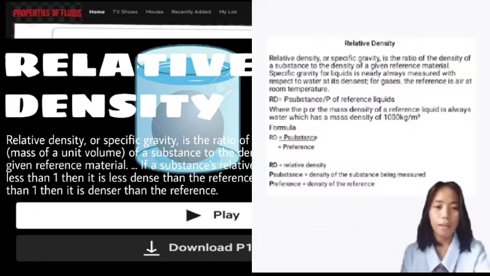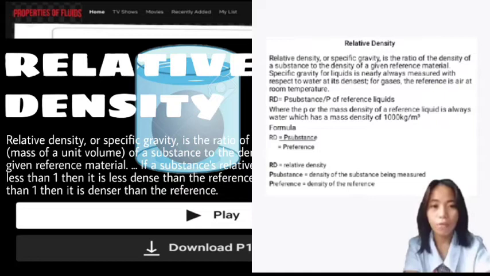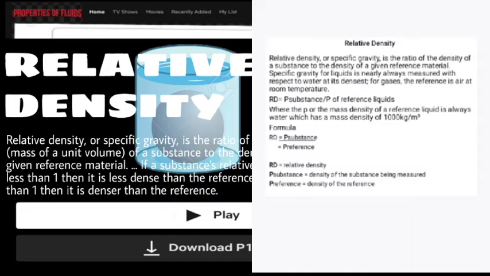Next topic is relative density. Relative density or specific gravity is the ratio of the density of a substance to the density of a given reference material. Specific gravity for liquids is nearly always measured with respect to water at its densest. For gases, the reference is air at room temperature.